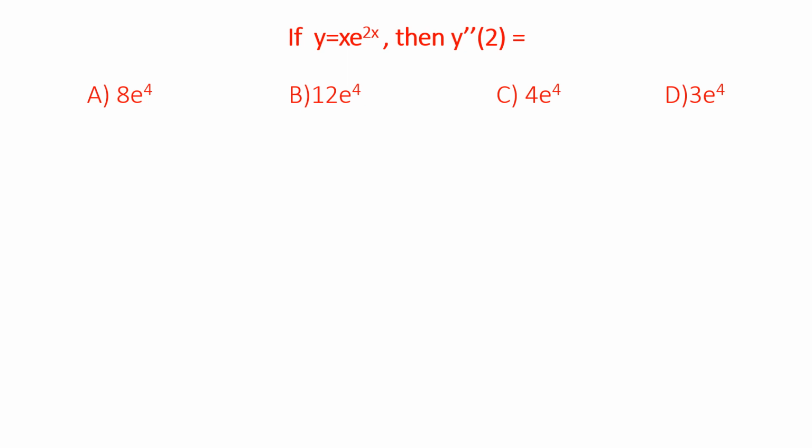For the next question, if y equals x e to the 2x, then find y double prime of 2. That is, find the second derivative of the function evaluated at 2. And the answer is one of these options.